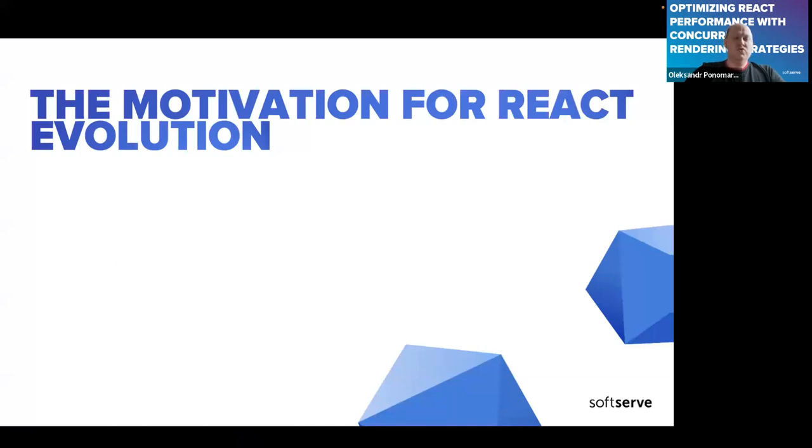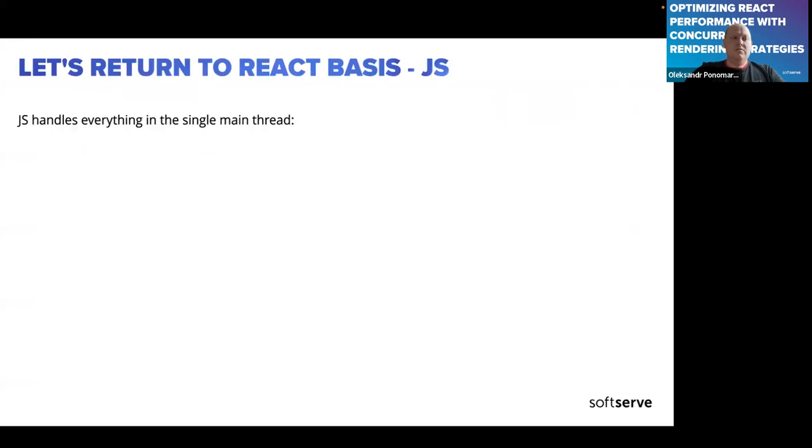So now I want to move to the motivation: why we have to think about concurrency and how the React team came to the thought that we have to do something. In order to explain the problem, let's return to React basics, which is JavaScript. What is JavaScript? JavaScript is our programming language. It's single-threaded and asynchronous. But the main thing which we have to think about for now is the single thread.